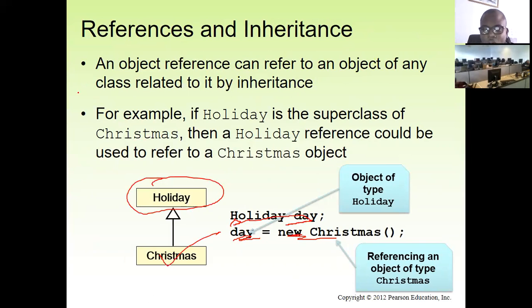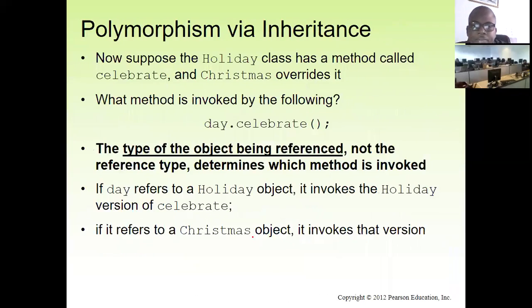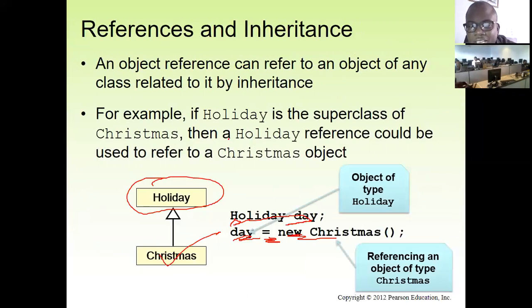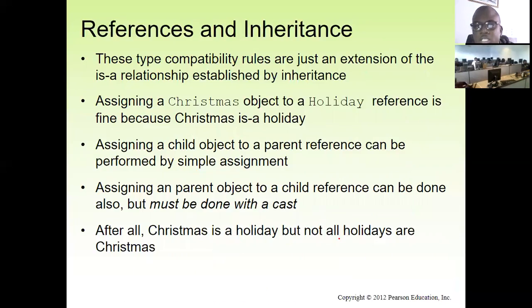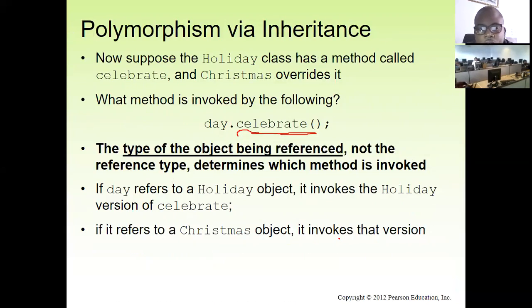Right? So day equals new Christmas, right? So what will happen in this case is that the version of celebrate that will be executed is the one inside the Christmas class, okay? So the type of the object being referenced, not the reference type, determines which method is invoked. Right? Now the type of the object being referenced in this case is wherever you see the new. Right? That tells you the type. We just created an object of type holiday, but now that reference is pointing to another object which is of type Christmas. And that is what determines which method is going to be invoked. Right?